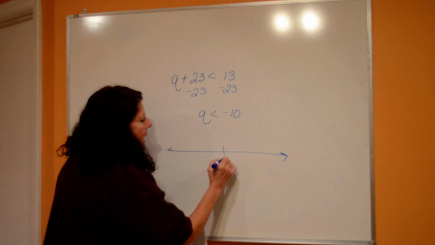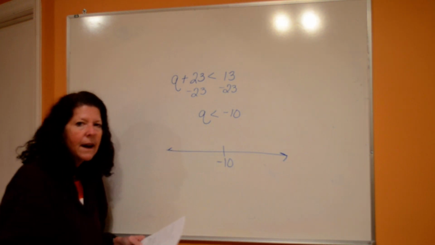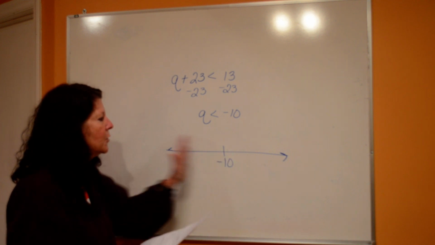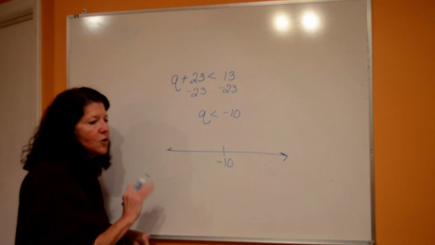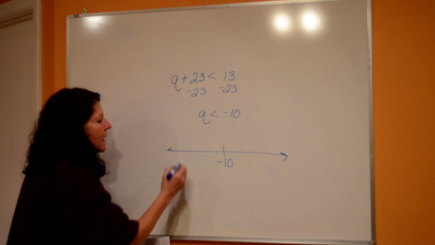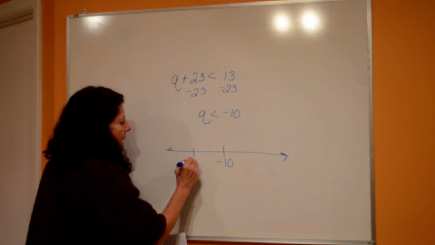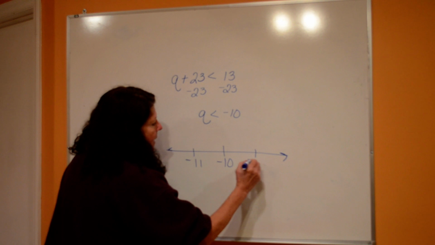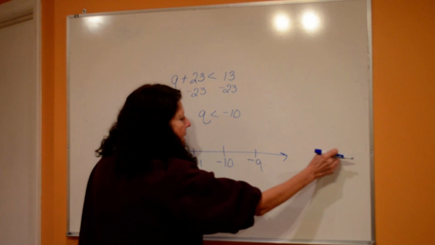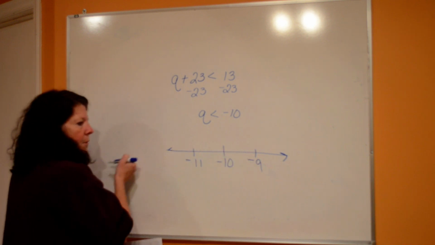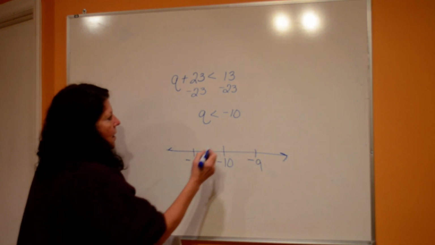So I want to put the negative 10 in the middle, but be very careful because remember now you're to the left of 0. So your numbers actually go just the opposite of what you would think. So I'm going to have my negative 11 on this side and my negative 9 on this side, because remember from 0 you count in this direction.